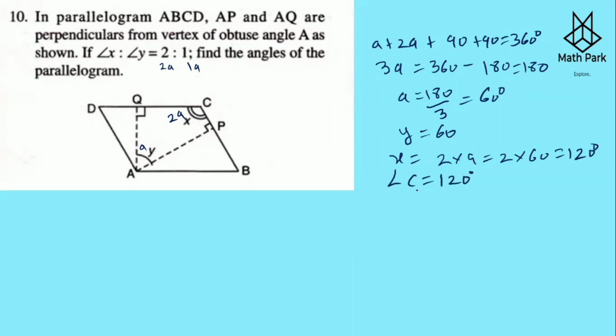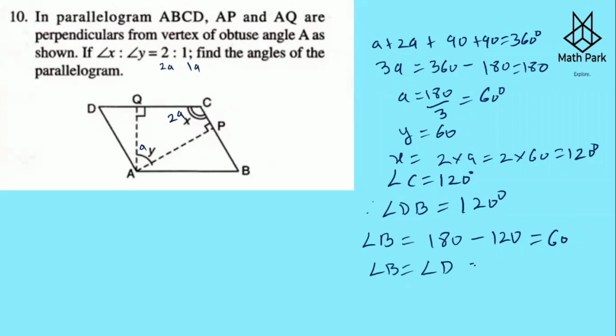Since the opposite angles of a parallelogram are equal, angle DAB is also equal to 120 degrees. Now adjacent angles of a parallelogram are supplementary. Therefore angle B is equal to 180 minus angle C or angle A, so 180 minus 120, which is 60 degrees. And angle B is equal to angle D, since opposite angles of a parallelogram are equal, so it is 60. So this is how we got the angles of the parallelogram as 120 and 60 degrees. Angle A is equal to angle C is equal to 120 degrees. We are done with all the angles of the parallelogram.